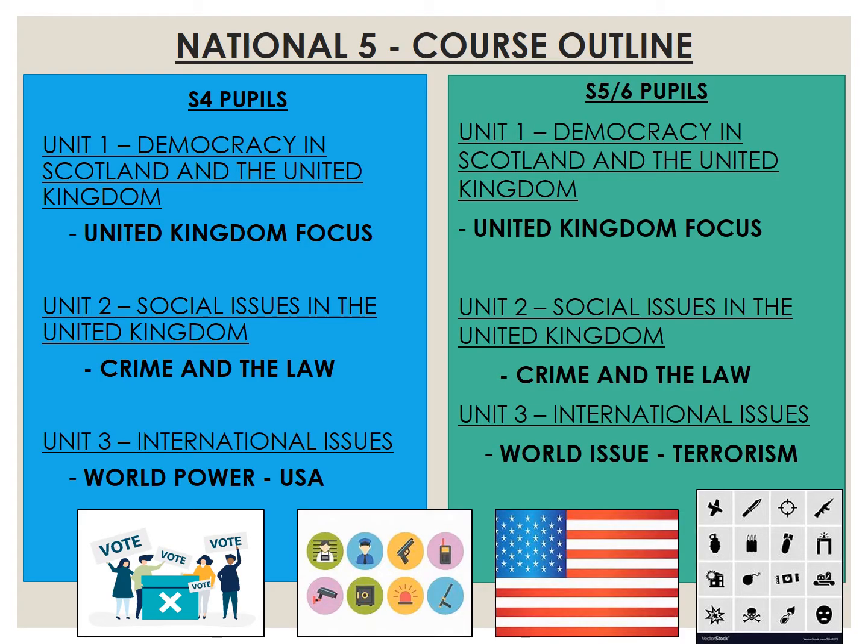In terms of the course outline, it differs slightly depending on whether the pupils are in S4 or in S5 and S6. As you can see, the first few topics are the same. In the Democracy and United Kingdom section, we focus on the United Kingdom. In the Social Issues section, we focus on crime and the law. And within the final section, which is International Issues, the S4 pupils will concentrate on world power, and the world power that we study in class is the USA. And S5 and S6 pupils will do the world issue section, and the issue that they study is terrorism.